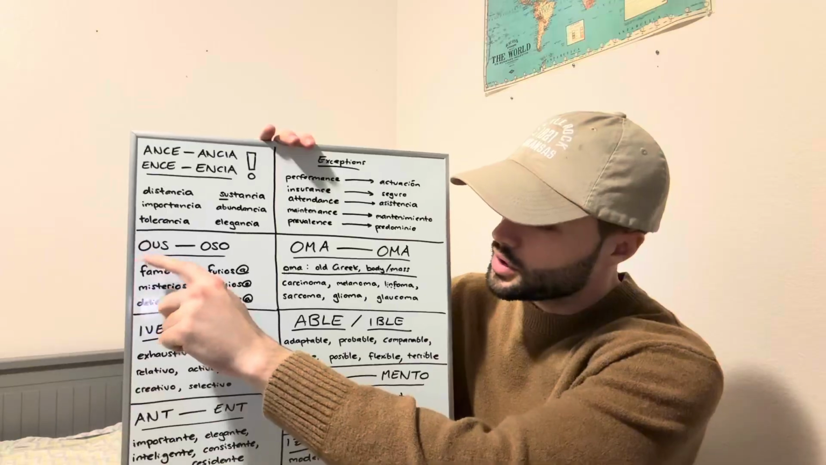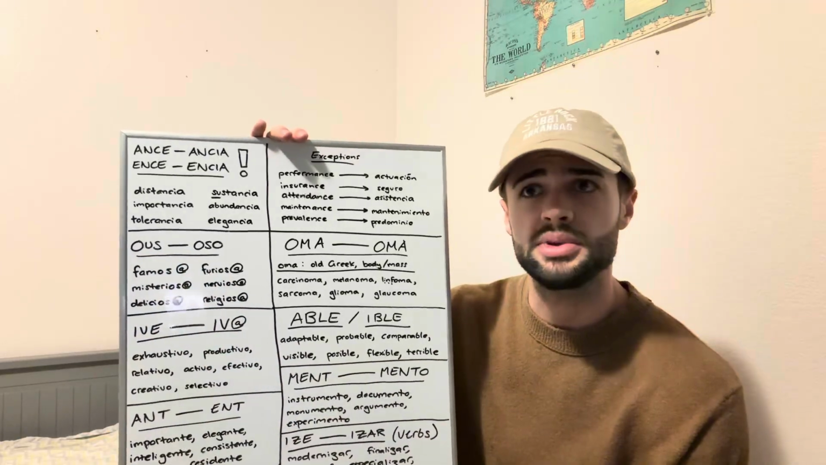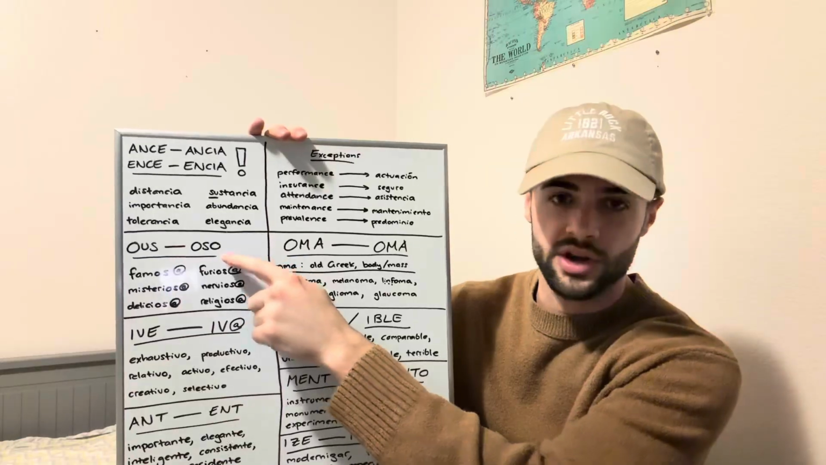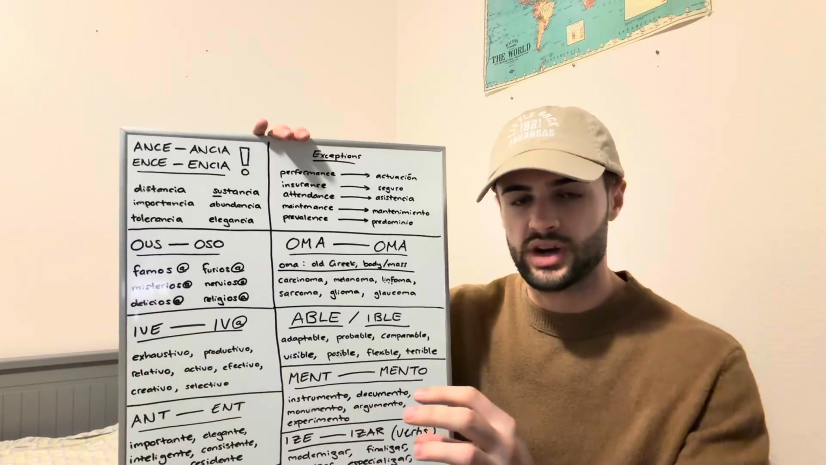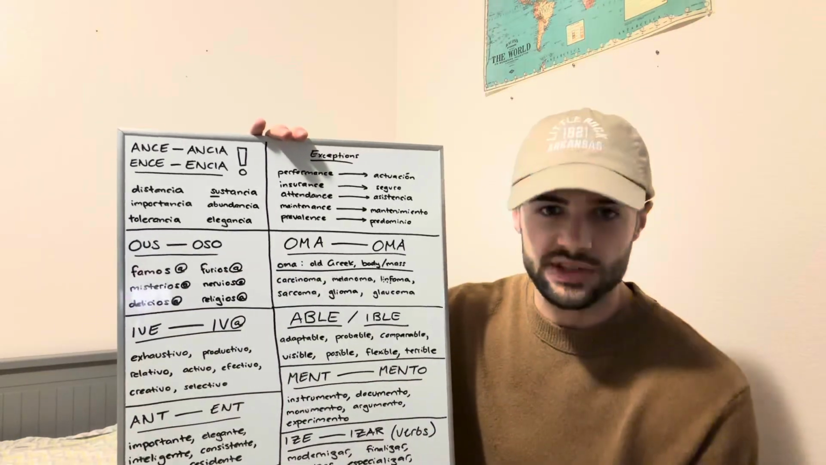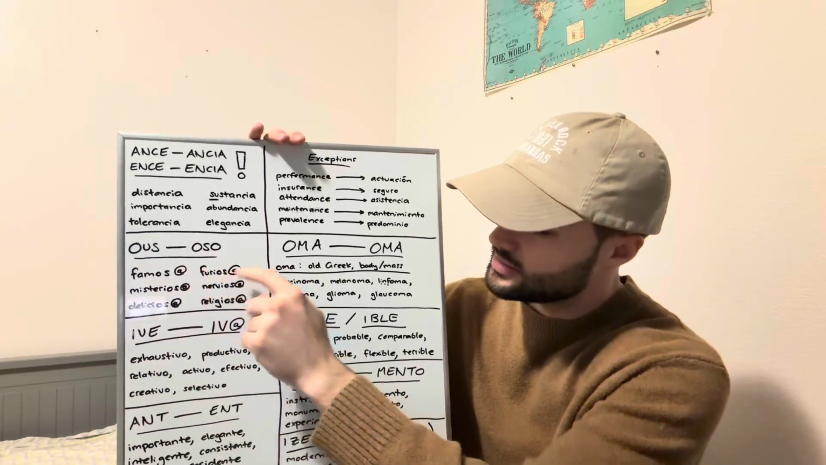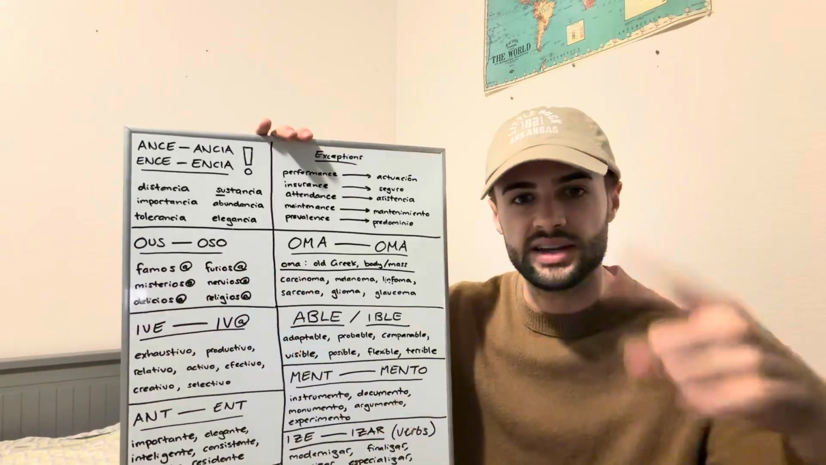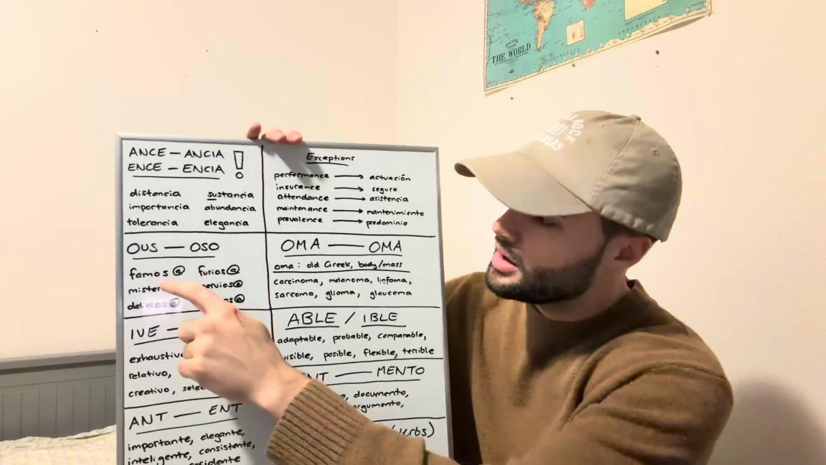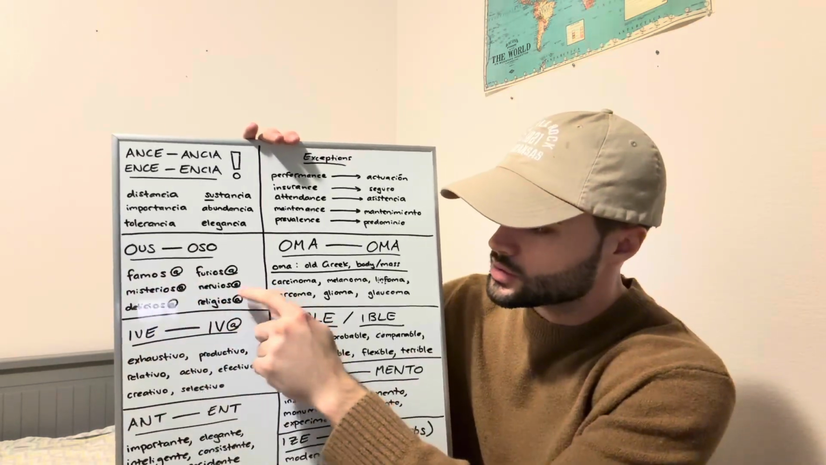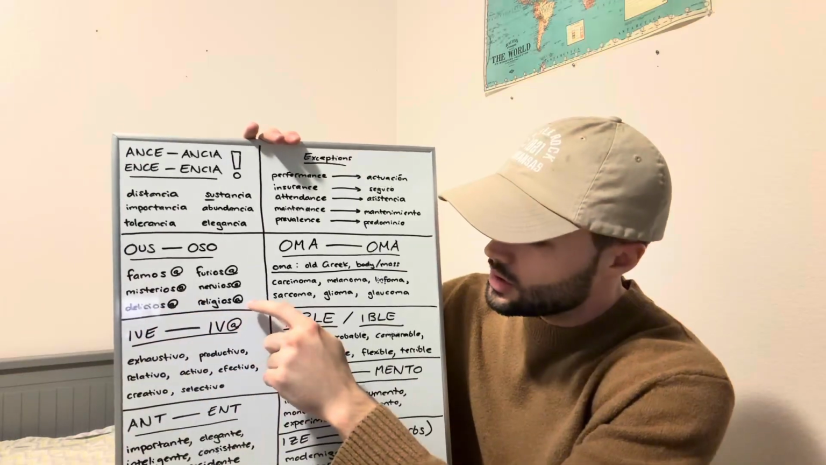Words in English ending with OUS, this would be adjectives, are going to end in OSO, or OSA if the adjective is describing something that's feminine, and OSO if it's describing something that's masculine. That's why I put these little at signs, because I think it well demonstrates the idea that it can go masculine or feminine. Famoso, furioso, misterioso, nervioso, delicioso, religioso.